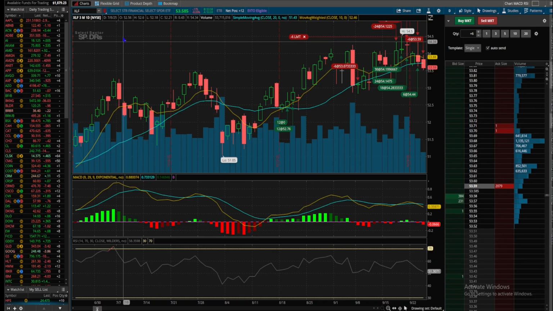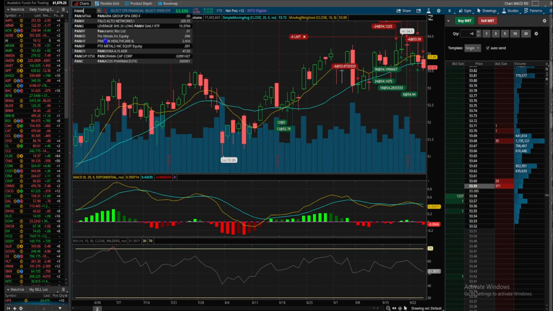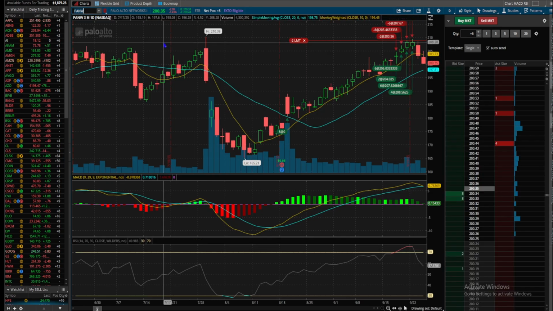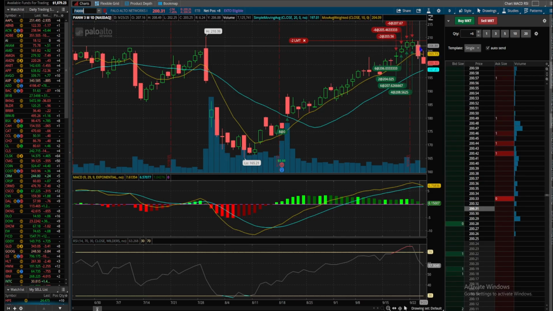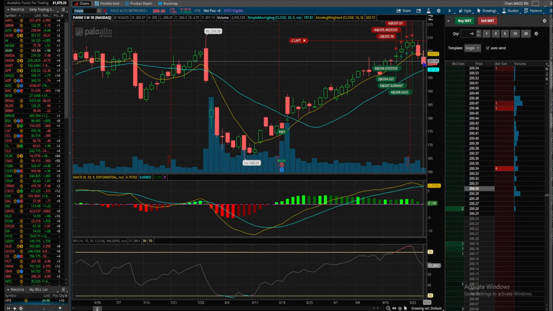So the first one we're going to take a look at is Palo Alto, which is PANW, P-A-N-W. And there we have Palo Alto. You can see, same thing. We have 2 candles of a downward move. Yesterday we had price move below our fast moving average, and we have a clear continuation. We have current price at $200.